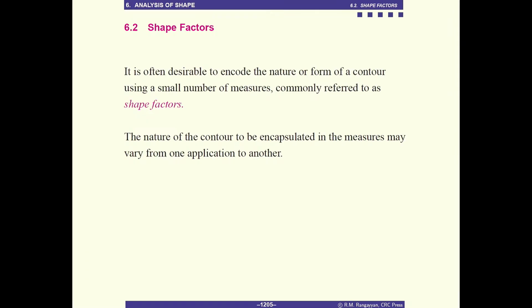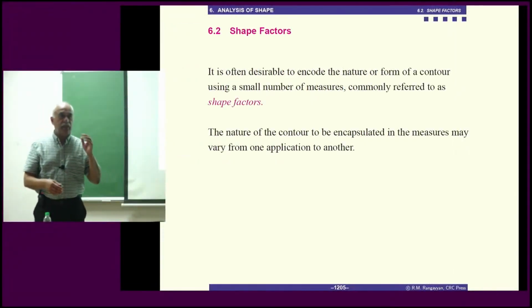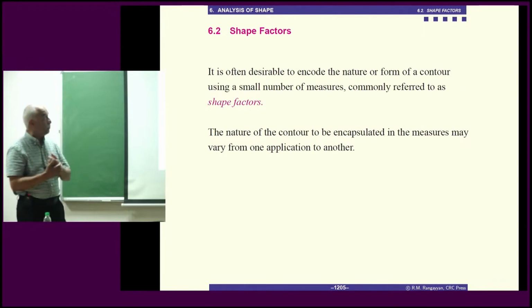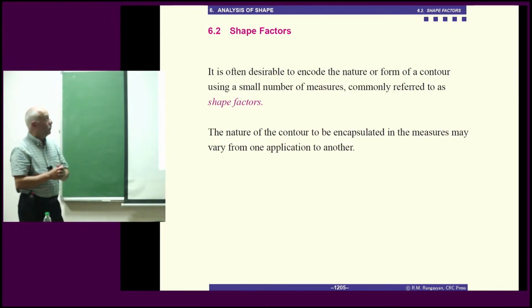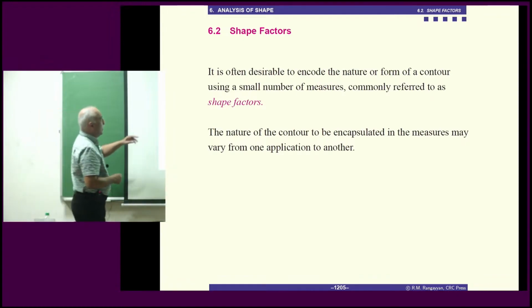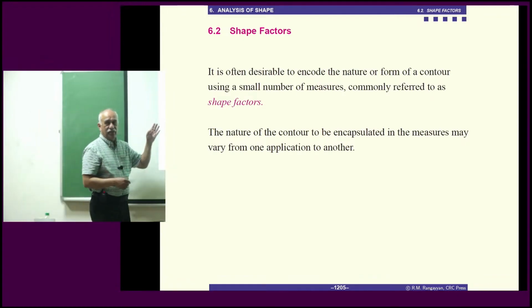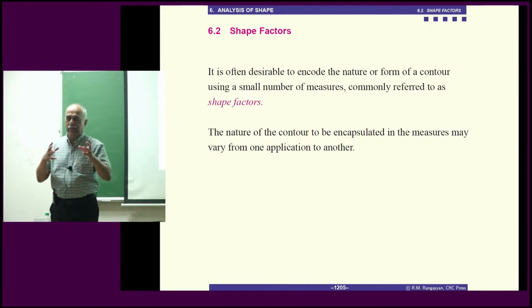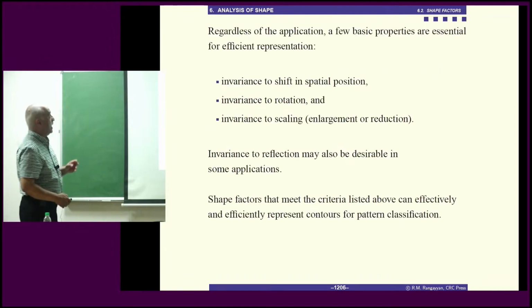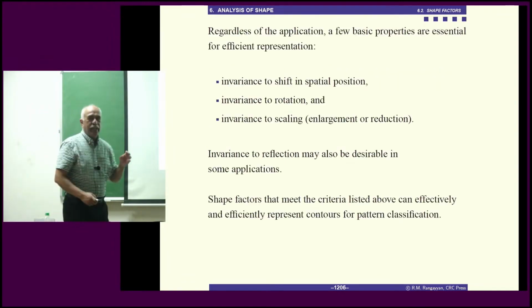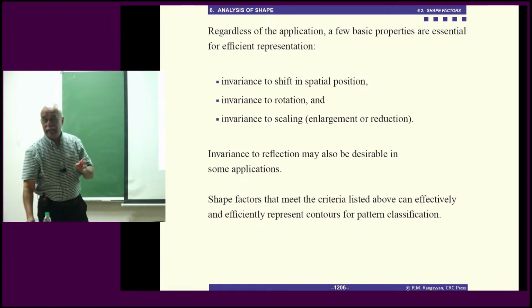Now there are several shape factors that have been defined in the literature, and we came up with a few more, specifically for the analysis of calcifications and tumors in mammograms. So a shape factor encodes the nature or form of a contour. The nature of the contour to be encapsulated varies from one application to another. What is it that you want to represent in the shape factor? We will see a few examples. Regardless of the application or what kind of shape factor you get, there are a few requirements.